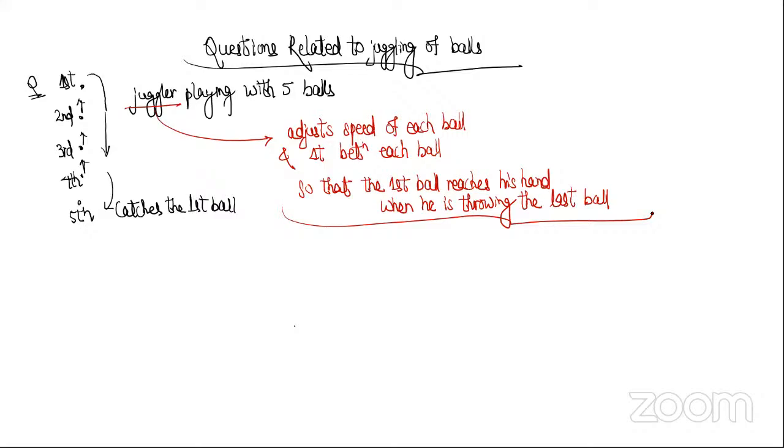That's how he's playing. Let's say he is playing with 10 balls. So playing with 10 balls means he throws ball number 1, then 2, then 3, then 4, like that. Ball number 9, then ball number 10. So when he's throwing ball number 10, at that time he's catching ball number 1. So the time of throwing the last ball is equal to the time of flight of the first ball.